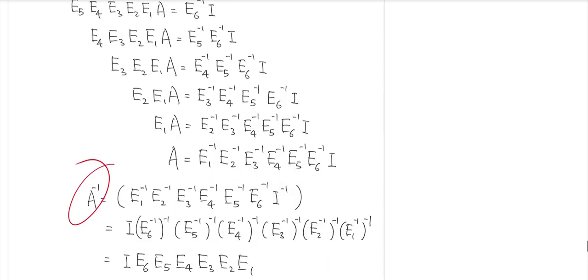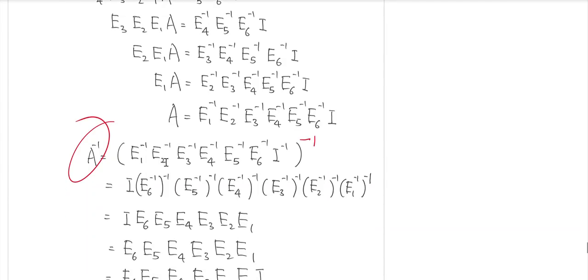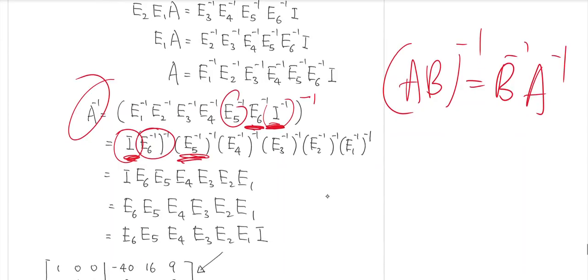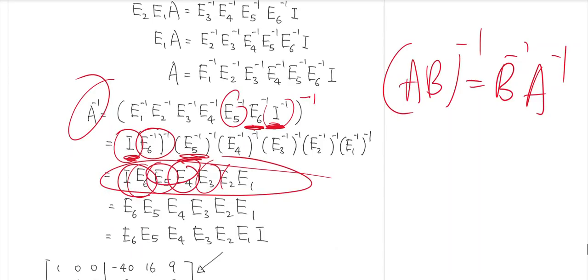So let's figure out what the inverse is. Misprint, there's supposed to be an inverse right here. So we find this inverse. Remember the theorem that says (AB) inverse is B inverse A inverse? So now if you invert this, you have to reverse the order. I will be from here, change to here. I inverse is I. And then E6 inverse, which is E6. E5 inverse is here. And all the way you will get this: I, and then the product of E6, E5, E4, E3, E2, E1.